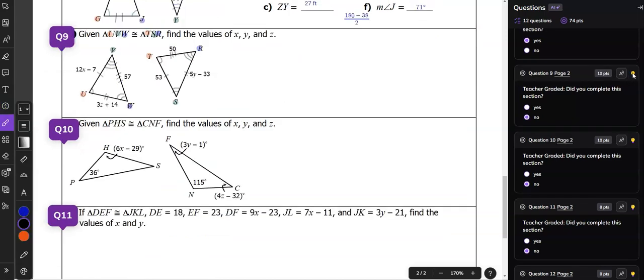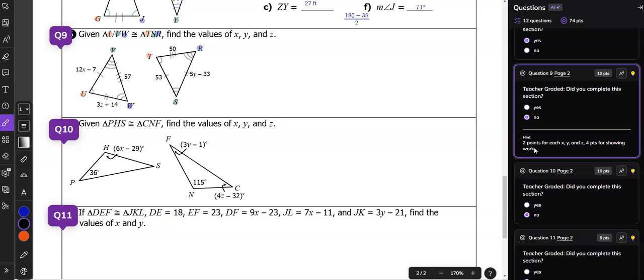All right, so let's look at number 9. I went ahead and color coded it already so that we can see that U is congruent to T, V is congruent to S, and W is congruent to R, along with the corresponding sides. If you look over at the questions, you'll notice there's a hint. The hint is just simply to let you know how I'm going to be grading this. It is 2 points for each X, Y, and Z, and then 4 points for showing your work.